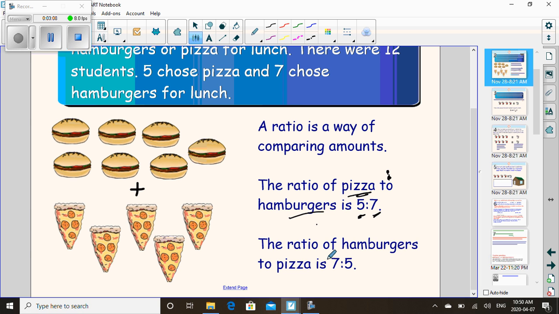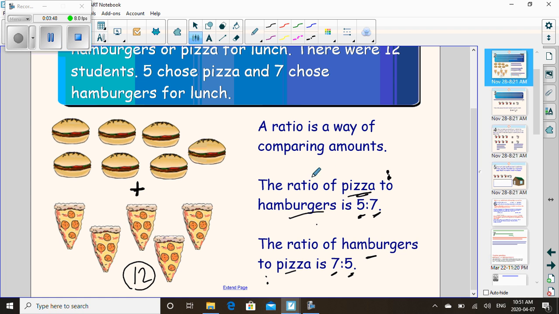But if we said it the reverse way, burgers to pizza, it would be 7 to 5. Same two numbers, just written in reverse. Now we could talk about total items. Total food items is 7 burgers, 5 pizzas, 12 items altogether. So 12 food items. This is where fractions and ratios are very similar. Fractions talk about parts of a set compared to the whole set. So that's a part to whole ratio.